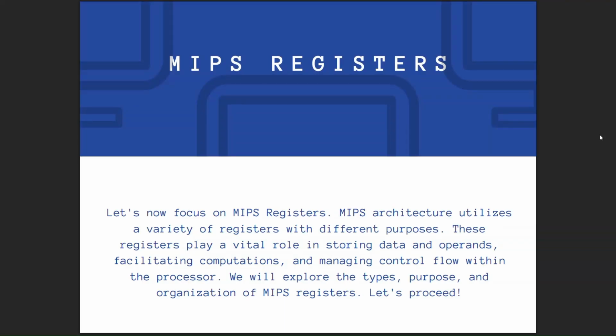MIPS provides 32 general purpose registers, each 32 bits wide. Because MIPS follows the load store architecture we discussed earlier, all arithmetic and logic operations must use registers. Memory is accessed only through dedicated load and store instructions. We will now explore the types, purpose, and organization of MIPS registers. Let's proceed for that.